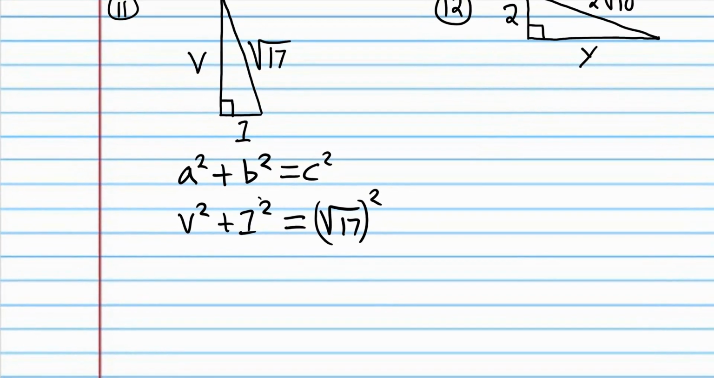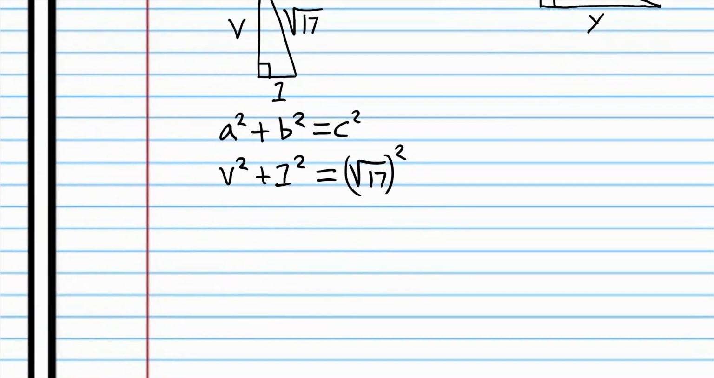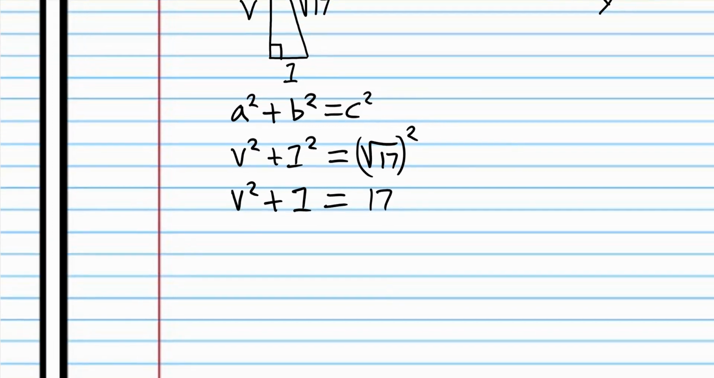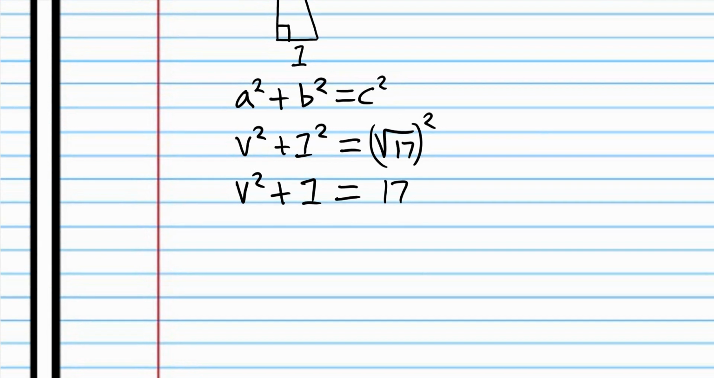And it doesn't matter if V goes here and 1 goes here, or if V goes here and 1 goes here. You're going to get the same answer because of the commutative rule of addition. So now 1 times 1 is 1, and root 17 times root 17 is just 17. Again, the second power is the opposite of square rooting, so it just gets rid of the square root. Squaring is the opposite of square rooting.